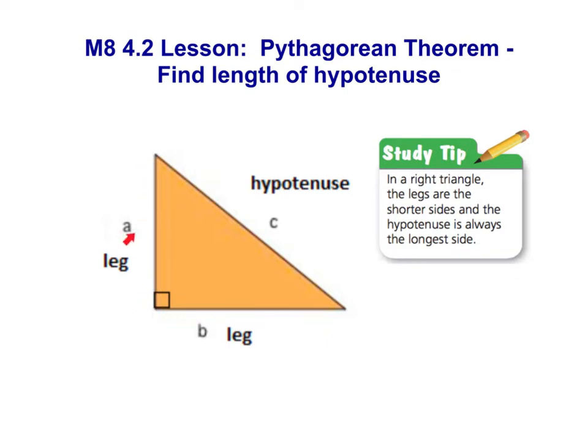The legs are labeled as a lowercase a and b, and those can be interchangeable. Someone else could call this leg B and this leg A, and that does not matter. What does matter is the side across from the right angle is our hypotenuse, and we label that as side C. The hypotenuse will always be the longest side of the right triangle.